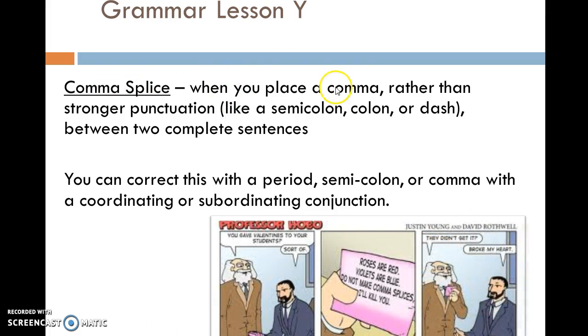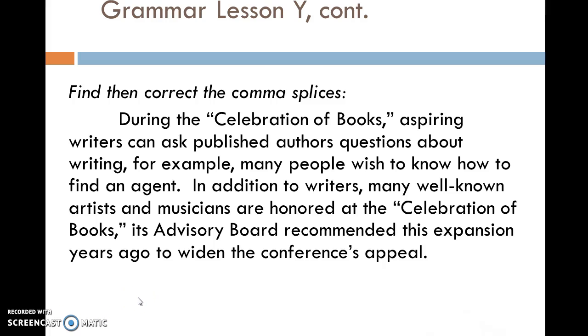So a comma splice is when you place a comma rather than a stronger punctuation, like a semicolon, a colon, or a dash, between two complete sentences. This is easily corrected. We can correct it with just a period, a semicolon, or we can create a coordinating or subordinating conjunction. All right? Take a look at this paragraph and see if we can find and correct the comma splices.